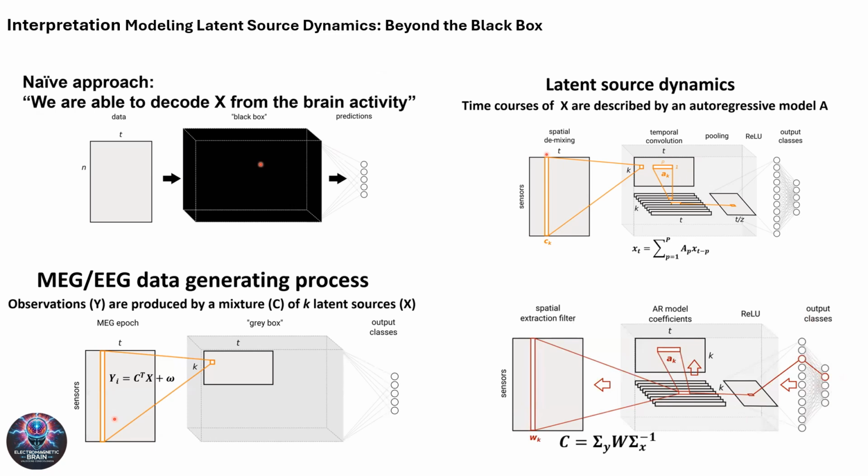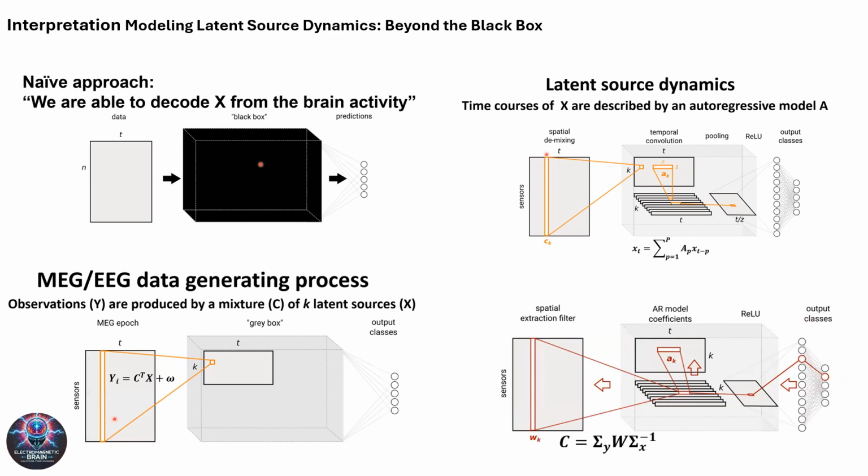Latent sources are modeled using autoregressive dynamics, which capture the temporal progression. The relationship is demonstrated in this slide. To model EEG/MEG data generation, the observed signals are expressed as mixtures of latent sources as shown in the slide, where C is the spatial mixing matrix, and omega accounts for noise. Spatial filters reconstruct these sources, enabling interpretation of the neural dynamics.